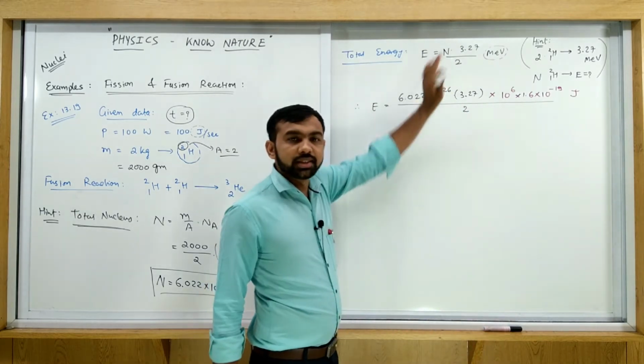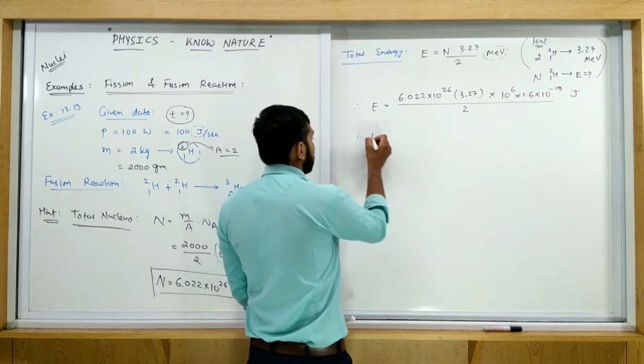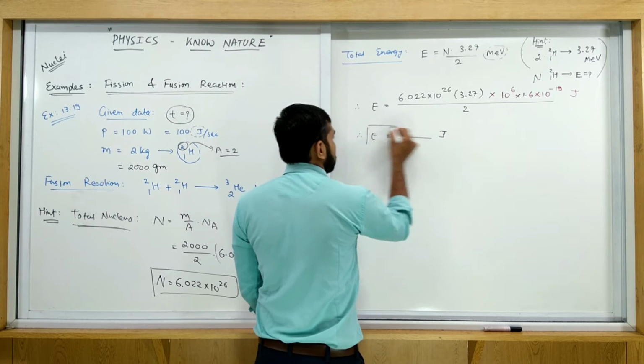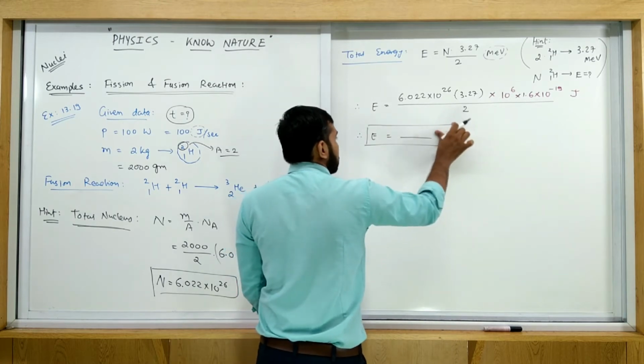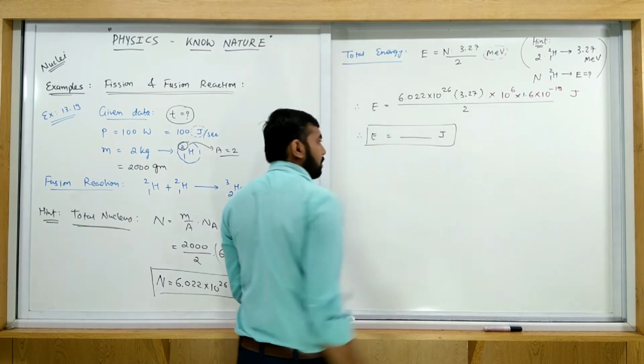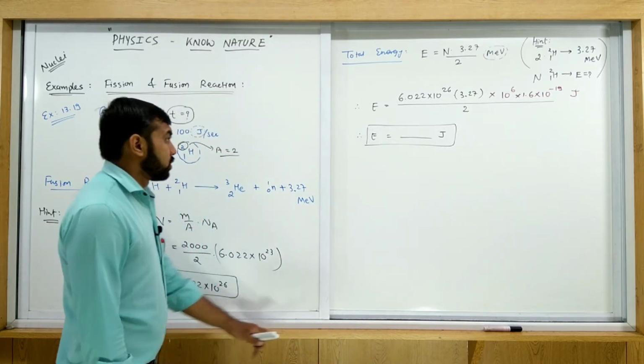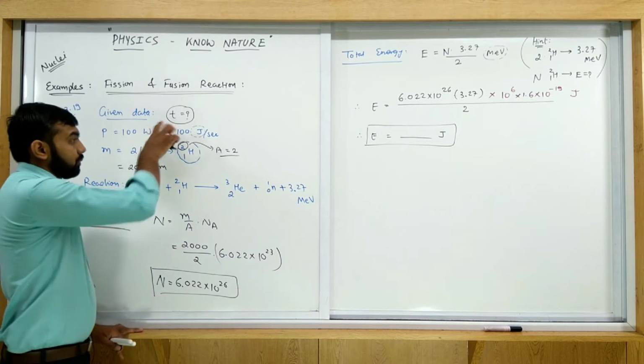Because 2 is already present here, this much of energy is produced. The calculation you do by yourself. So this much of energy is released by the fusion of 2 kg deuterium. But we have to find out the time.